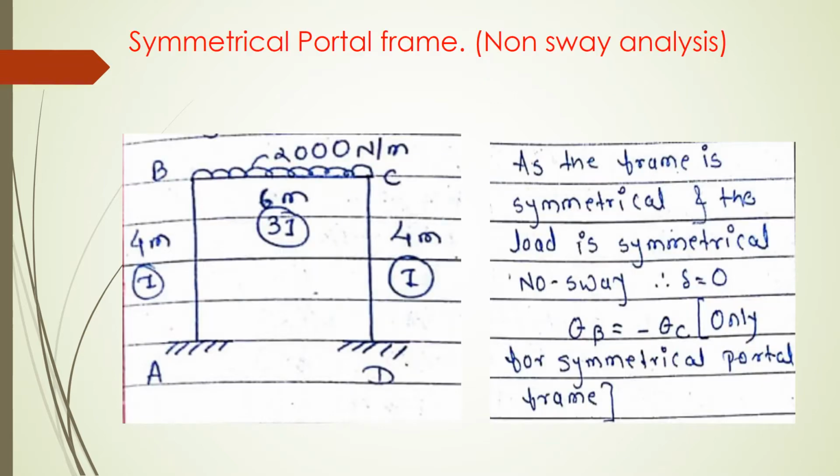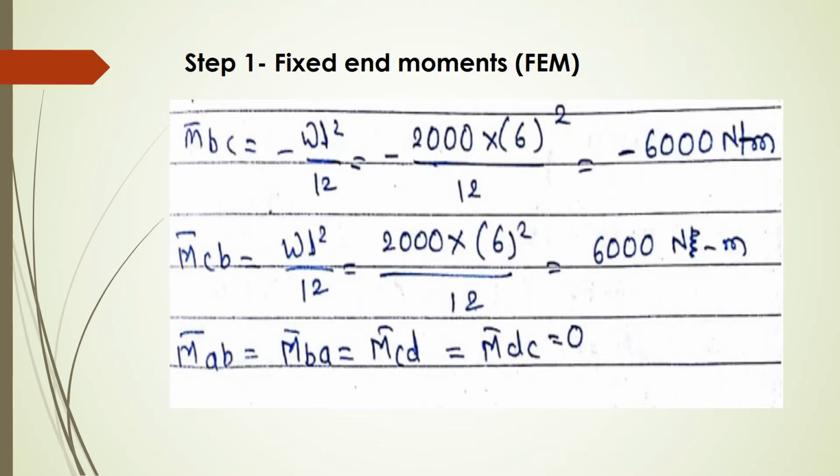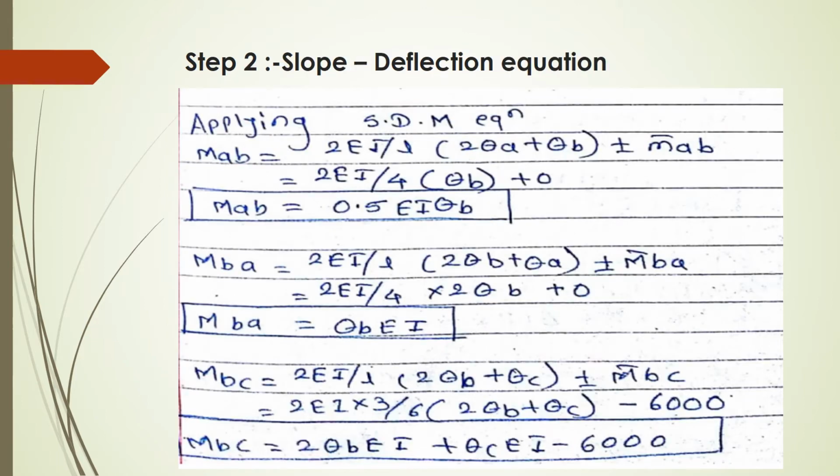In the problem, only the loading is on the BC and which is of UDL. There is no loading on AB and CD. So we just have to find out the fixed end moment for the BC span. So this is BC, minus plus WL square by 12. We have found out the values. And as there will be no loading on the AB and CD spans, the values of fixed end moment tend to be 0. Step number 2 is the slope deflection equation.